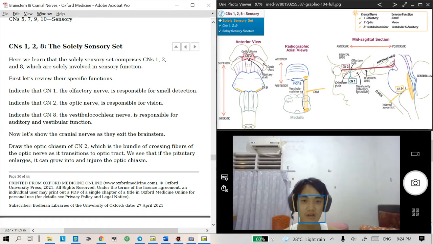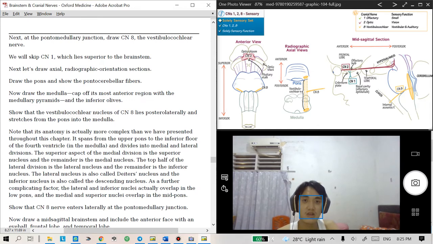Now let's show the cranial nerves as they exit the brainstem. Draw chiasma opticum of nervus opticus, which is the bundle of crossing fibers of the nervus opticus as it transitions to tractus opticus. We see that if the hypophyse enlarges, it can grow into and injure the optic chiasm. Next, at the pontomedullary junction, draw nervus 8 vestibulocochlearis. We will skip nervus 1, which lies superior to the brainstem.